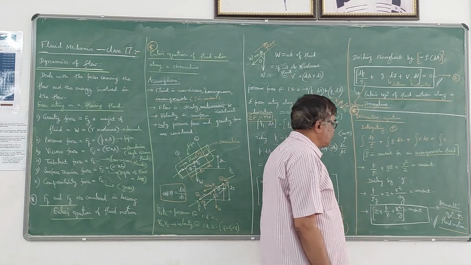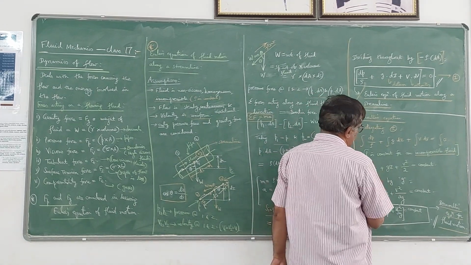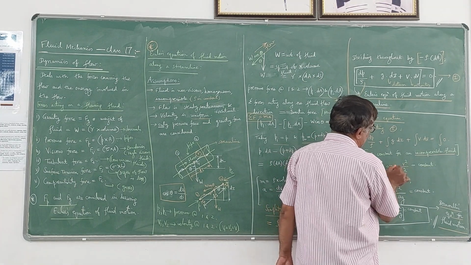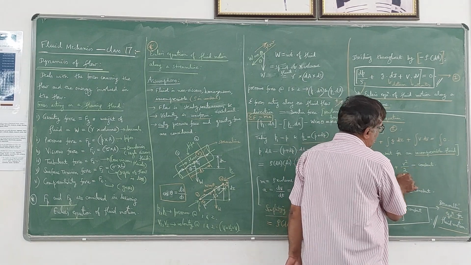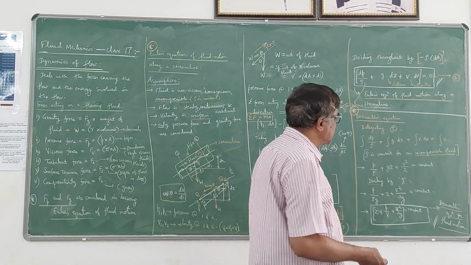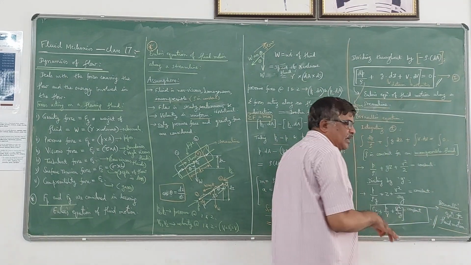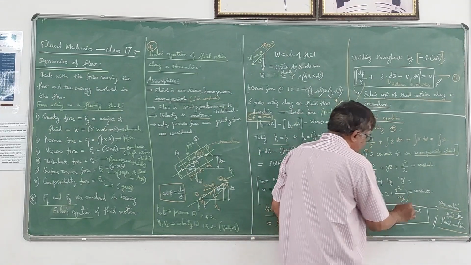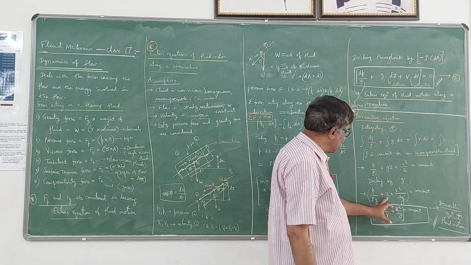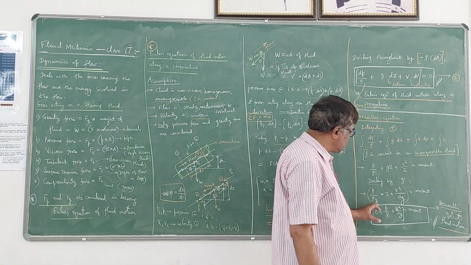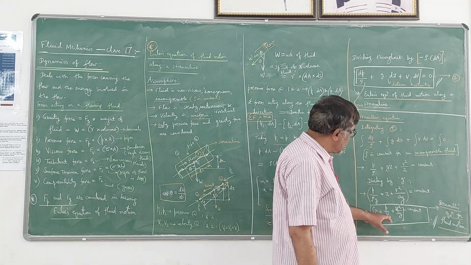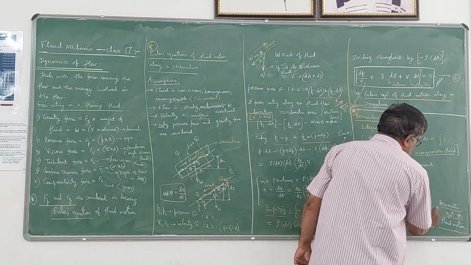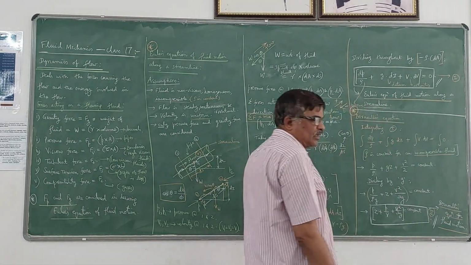Now I can simplify this further. Divide both sides by g. If you divide both sides by g, this becomes p by rho g, plus g gets cancelled here, only z will be there, plus v square by 2g is equal to another constant, because a constant divided by g is another constant. So you are going to get it like this, and this can be written in this form. First I will write z plus p by rho g, which is nothing but p by gamma from the definition, plus v square by 2g is equal to constant. So this second equation is called the Bernoulli's equation for fluid motion.